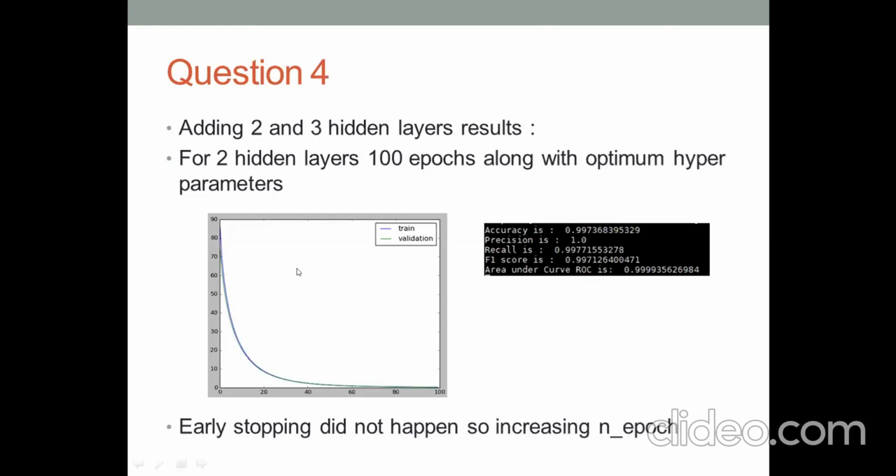9973, and a nice curve, getting the val loss at very insignificant values, 0.02, 0.01, like that. But early stopping did not happen, so I thought let's increase the number of epochs. This is for 2 hidden layers. These are the accuracies I got. This is for 2A, this is for 2B.